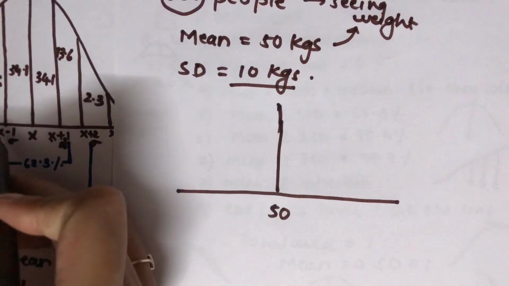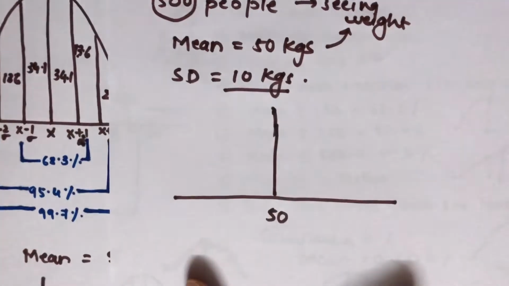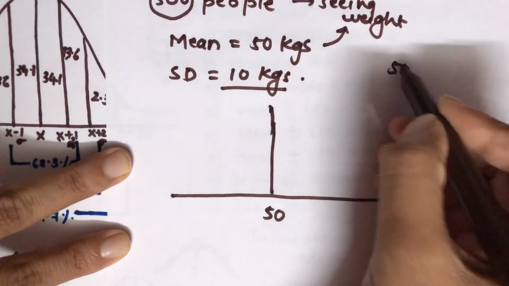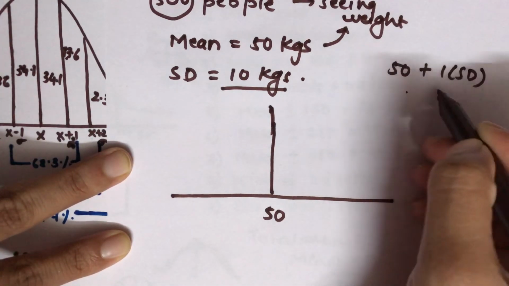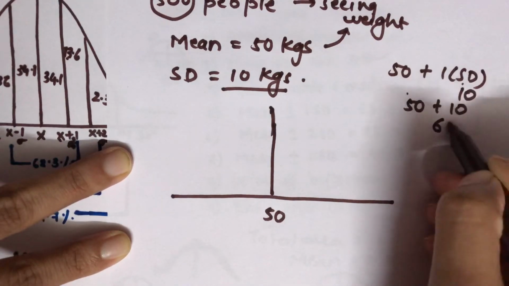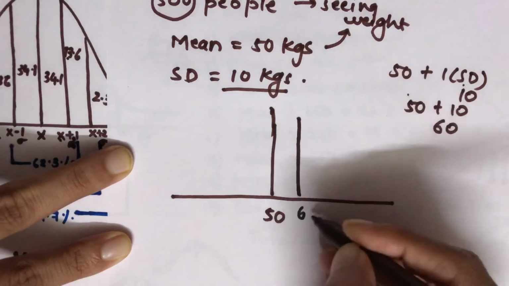Over here it is x plus 1 standard deviation, on one side it is plus and on the other side it is minus. So if the mean is 50 and your SD is 10, then 50 plus 10 is 60. So over here, this is the next value, this is the 60.